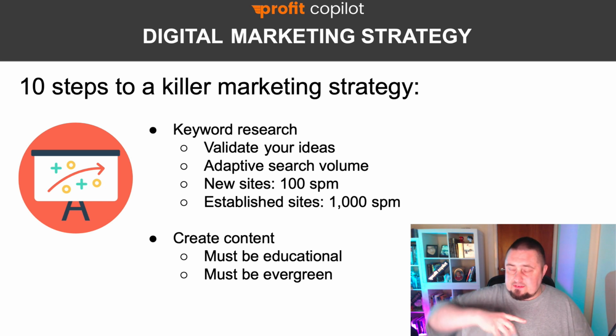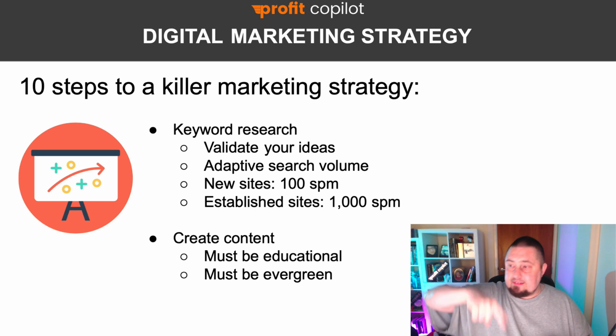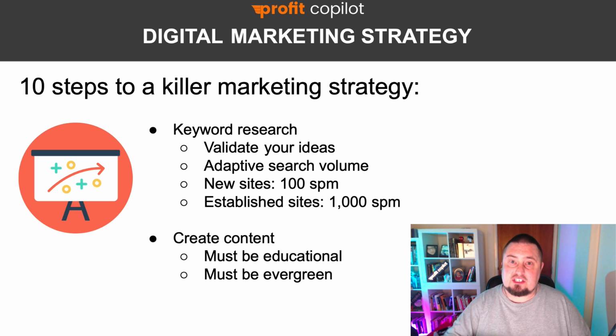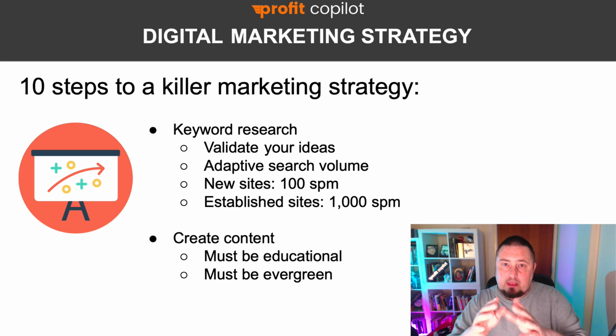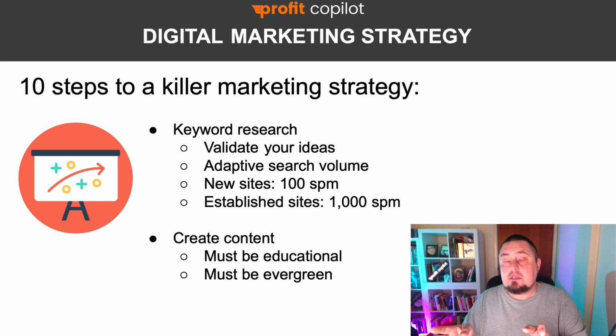If it's got a big spike and then a huge drop off, that's a trend and you want to avoid it. But if it's a steady increase or a flat line right across the years, then you know it's evergreen content.